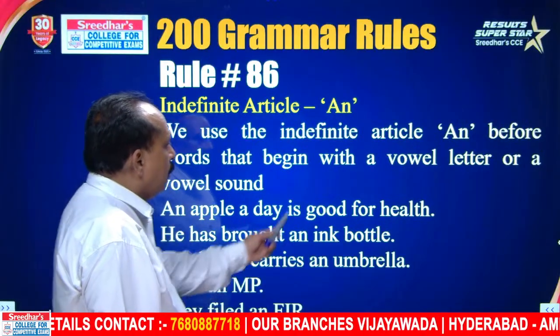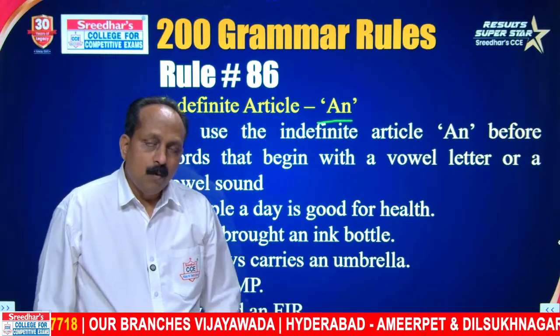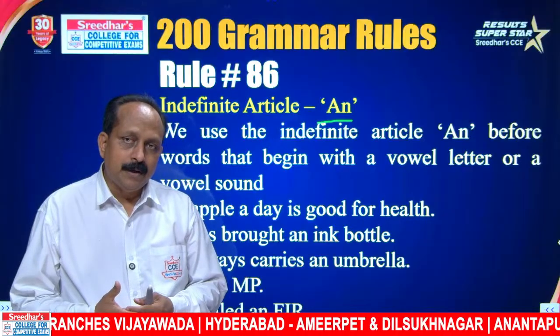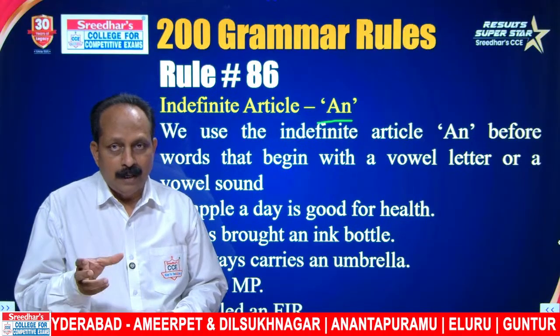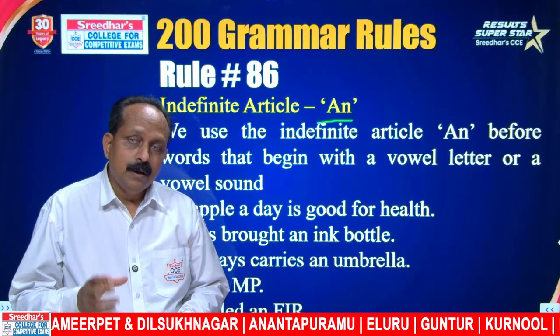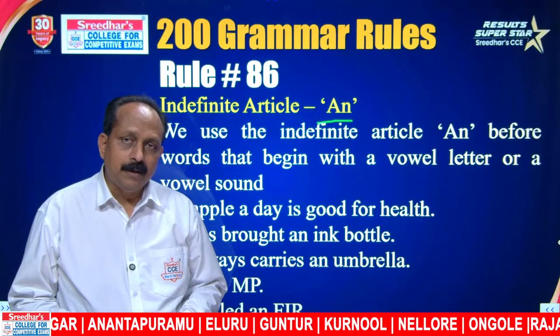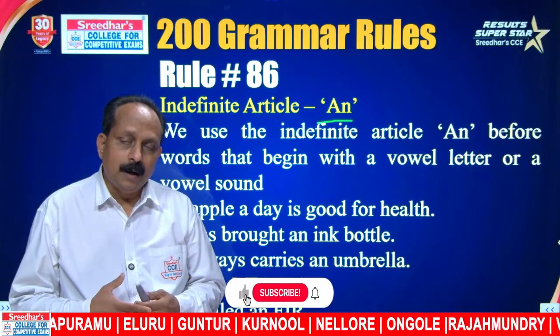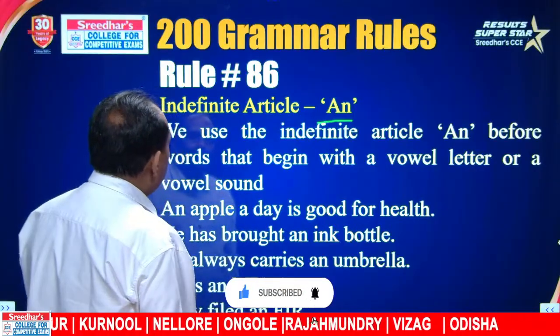Rule number 86, indefinite article an. Indefinite article an has 2 dimensions. One dimension, we use the indefinite article an before words that begin with a vowel letter or a vowel sound. Sound is very important. Second dimension, we use the indefinite article an before words that begin with a silent or mute H.